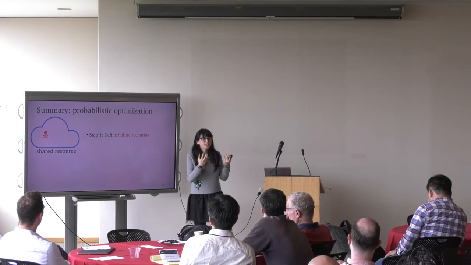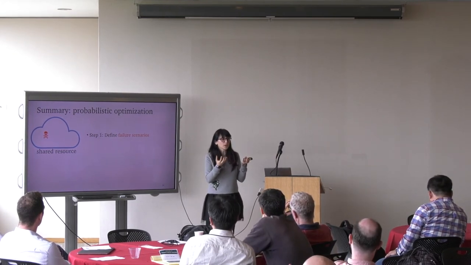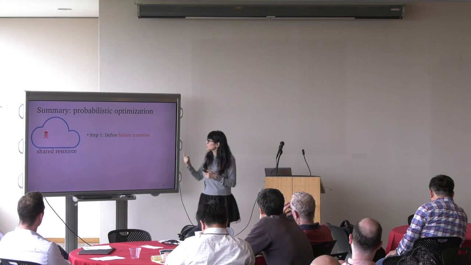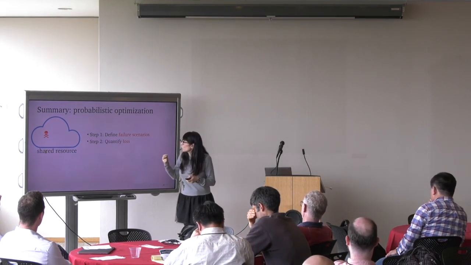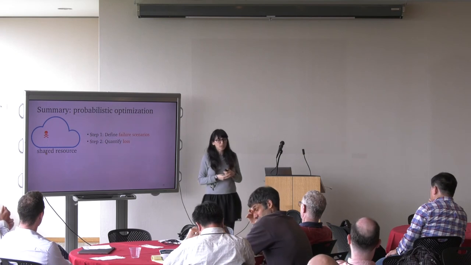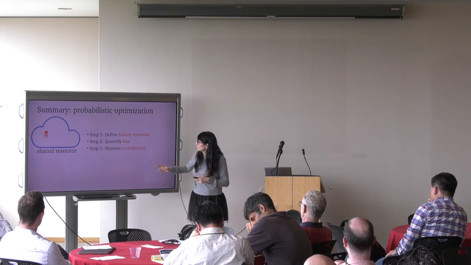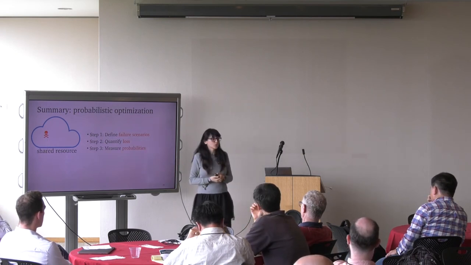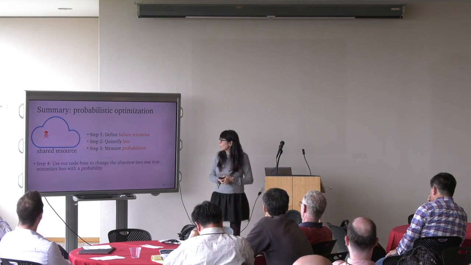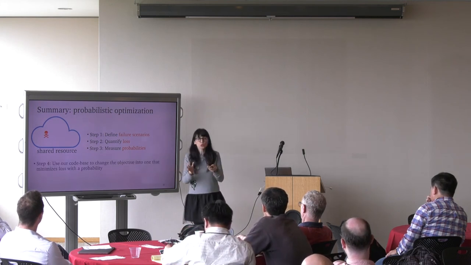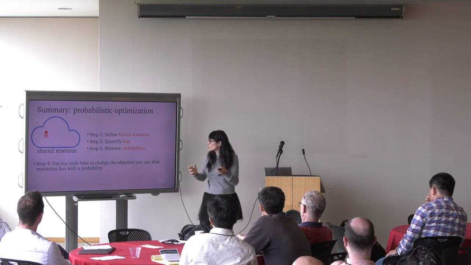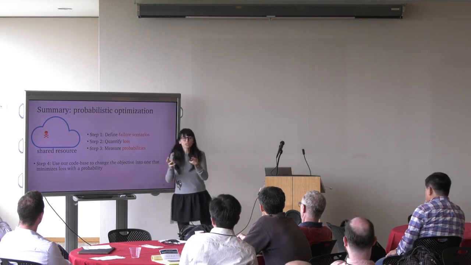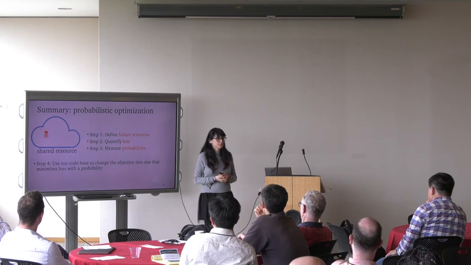In order to turn this optimization function that we might write into a probabilistic one, the first step is to define a failure scenario. The second step is to quantify the loss associated to failure scenarios. And the third step is to measure the probabilities associated with these scenarios. Then we can use our code base to turn the problem of sharing the resources into one that has an objective of minimizing the loss.